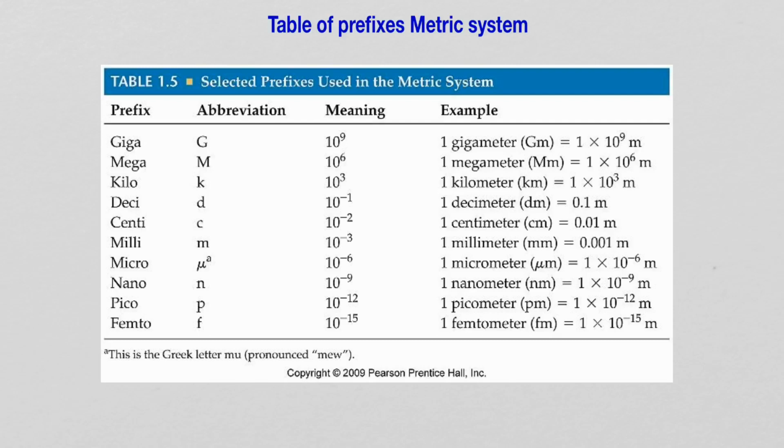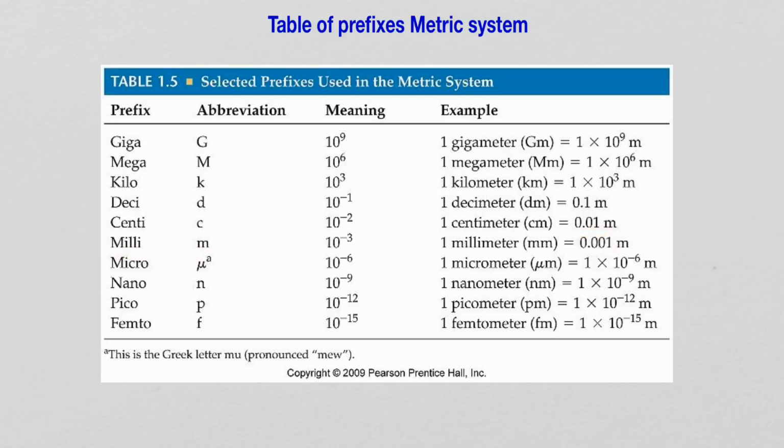So we have the kilo, which we discussed on the previous slide, abbreviated with a K, and to that we have 10 to the third power correspondence. And here it is, kilometer, that is equal to 10 to the third meters. We have the centi, which is 10 to the negative second power. That's the centimeter, or in other words, 0.01 meters.